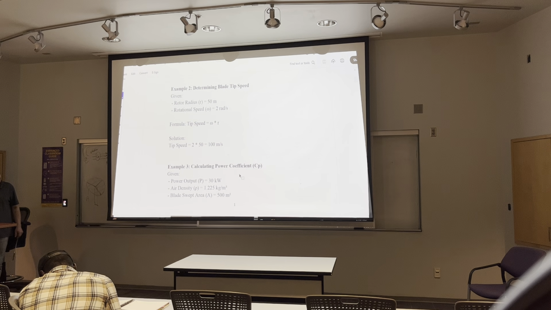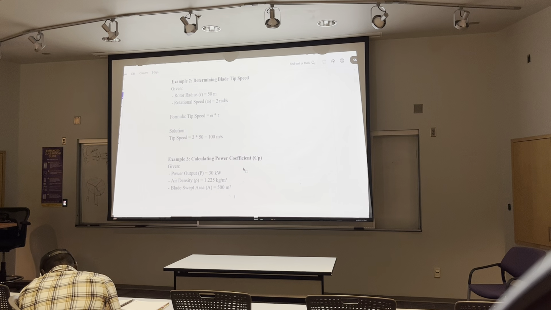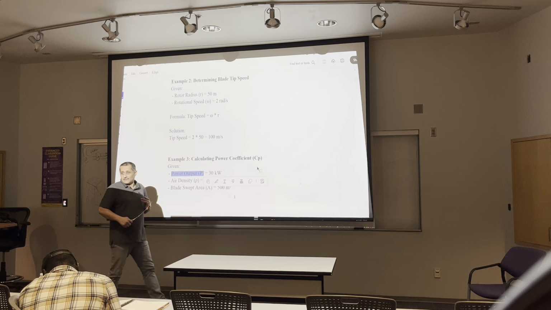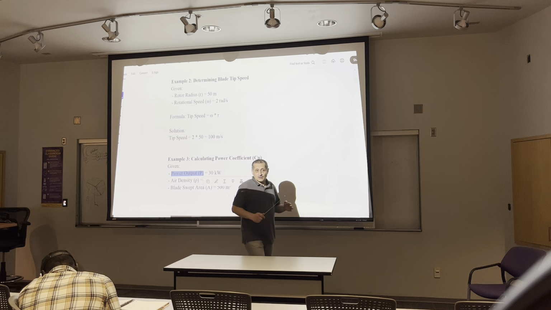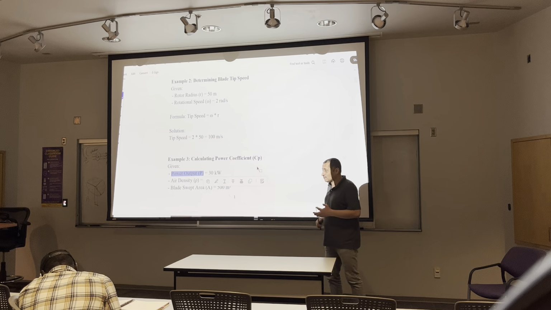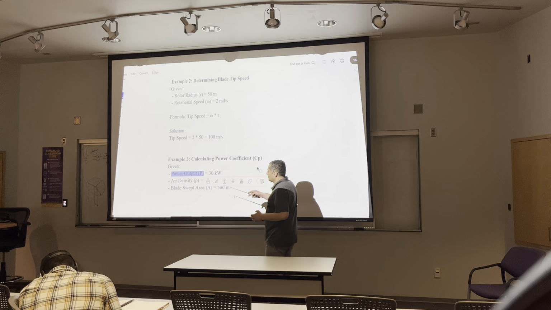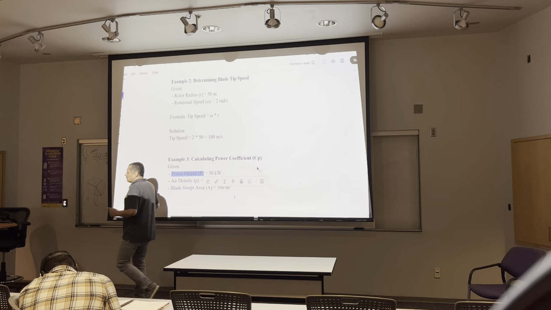Calculate Cp. Calculate Cp should be, output power given, or maybe he will give you power input and efficiency. So calculate output power, then calculate Cp.